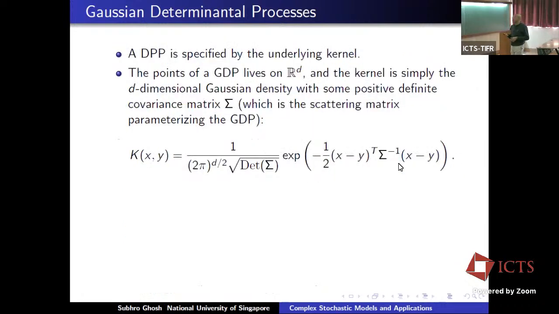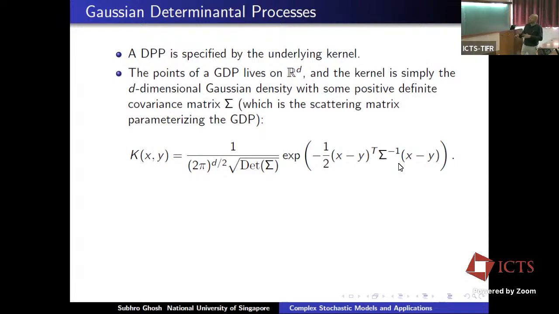So a DPP is characterized by an underlying kernel, as we saw. So this is our parameter, and again, just to reiterate, what we are interested in is to reduce from this huge space of non-negative definite contraction kernels to a manageable low-dimensional parameterized subspace of kernels, which is nonetheless still interesting. GDP is the abbreviation for Gaussian determinantal process.